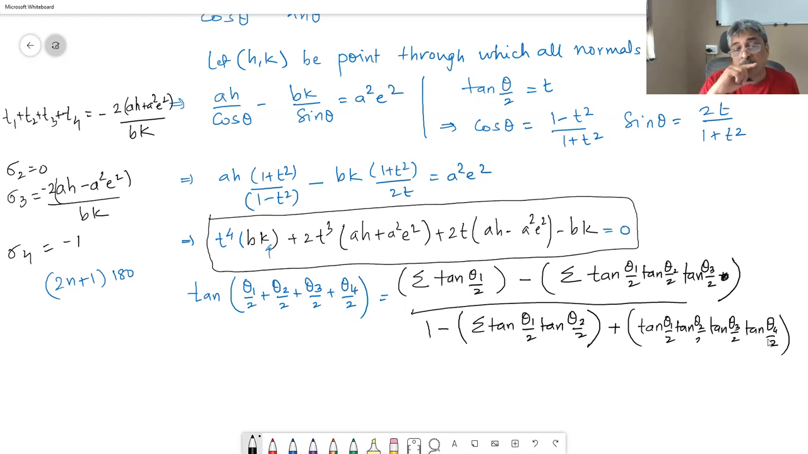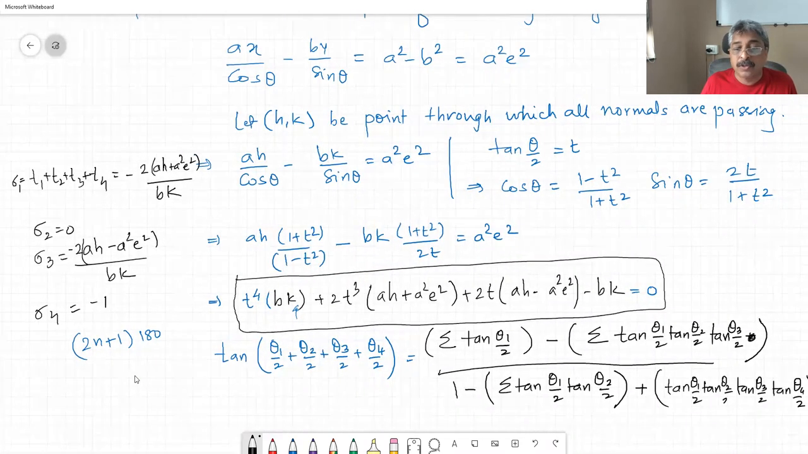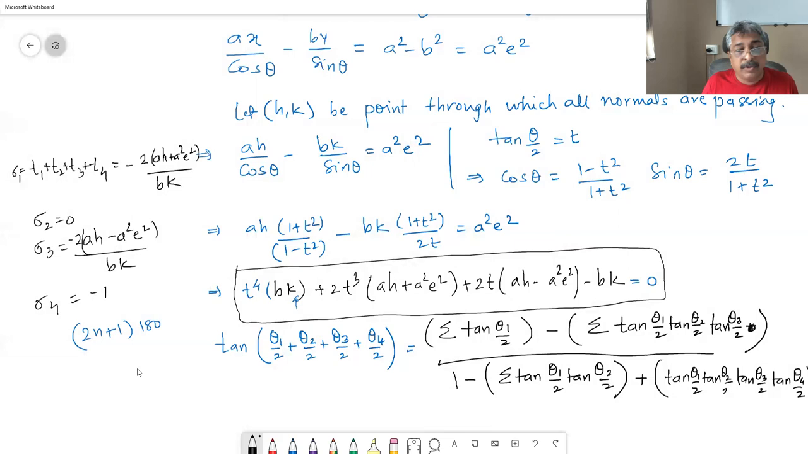Now, this is the information that we already have. So in the numerator, sigma t1 plus t2, where t is tan theta. Is this sigma 1? The first bracket, I have written it as S1.